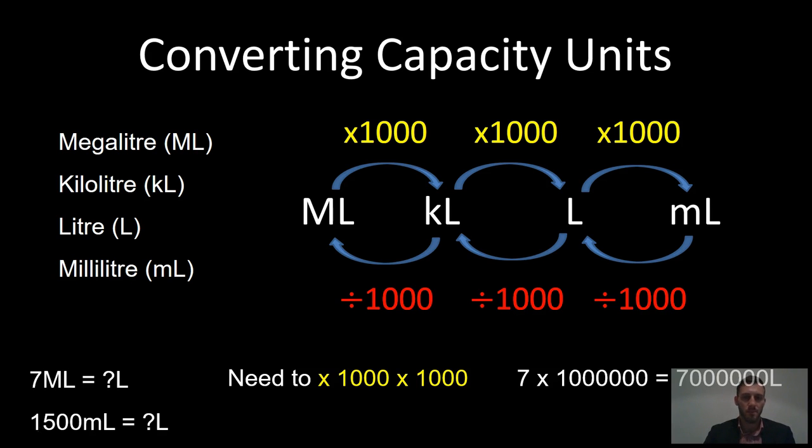We have 1,500 milliliters. How many liters is that? Now we're starting on the right and we work our way backwards to liters, so we divide by 1,000. So we get 1,500 milliliters is equal to 1.5 liters.